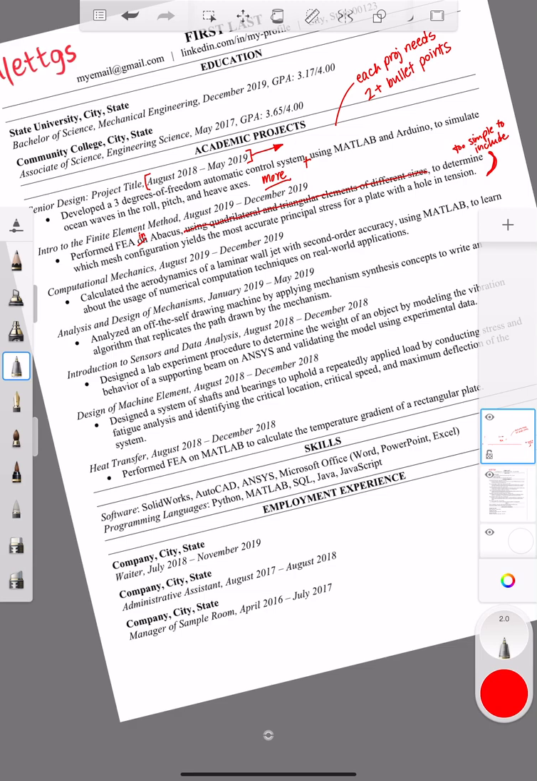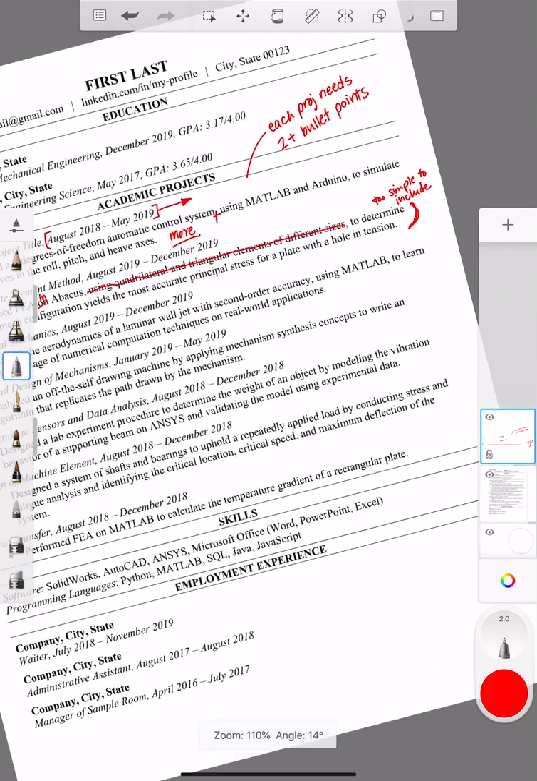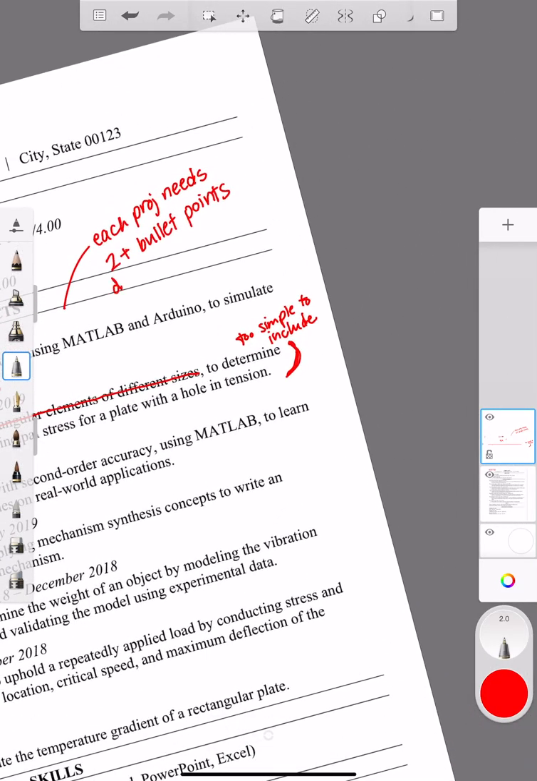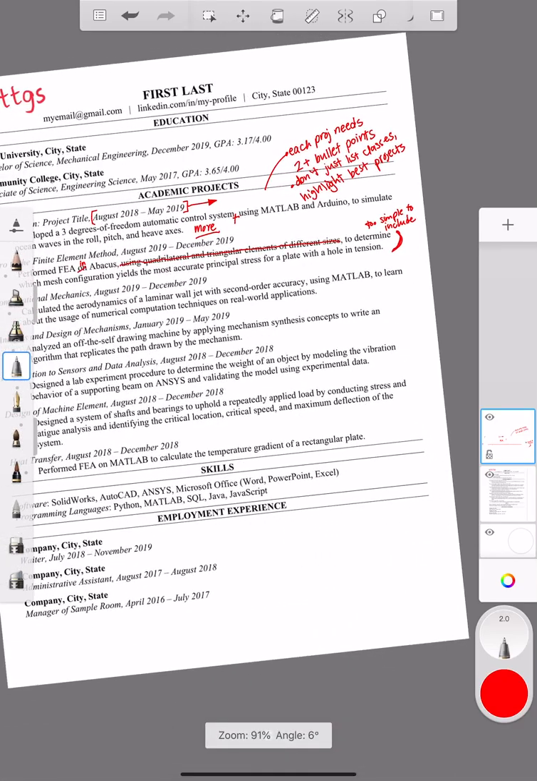Computational mechanics, I guess it seems like they're just listing the classes that they've taken. I'm gonna write that up here. Don't just list classes. Highlight best projects. I'd say there are 2 bullet points there.